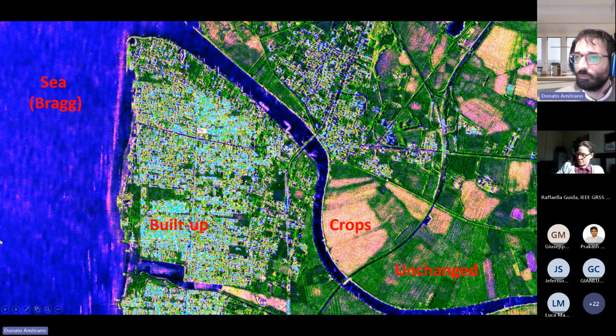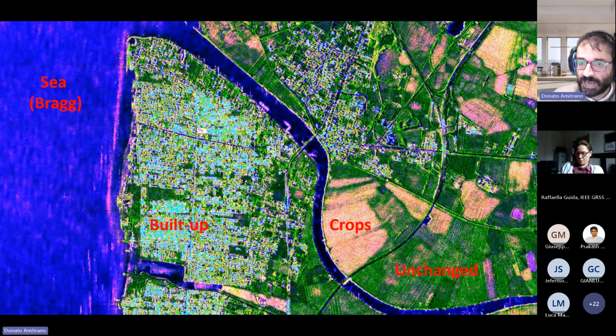The sea is blue because I have here a significant contribution of the saturation index due to the backscattering. So I see this in blue. So also in this case, I can associate the color with the feature.